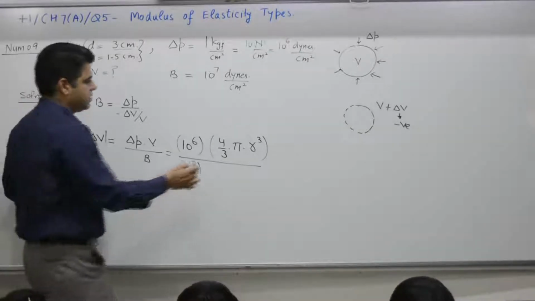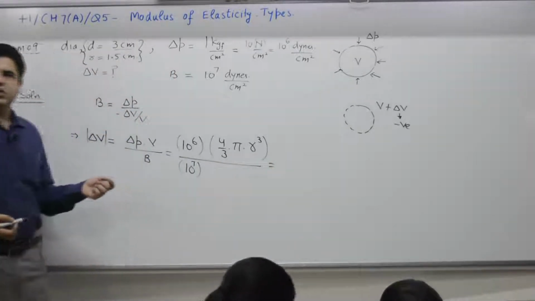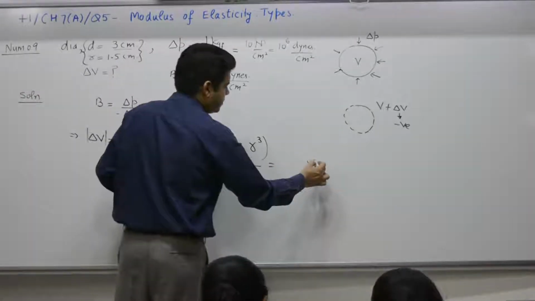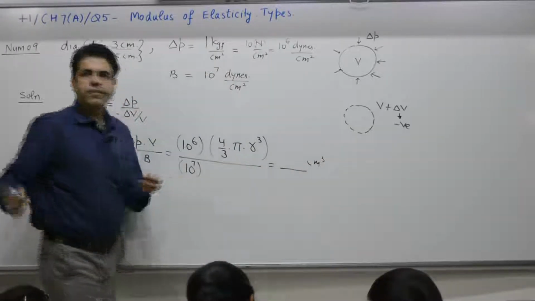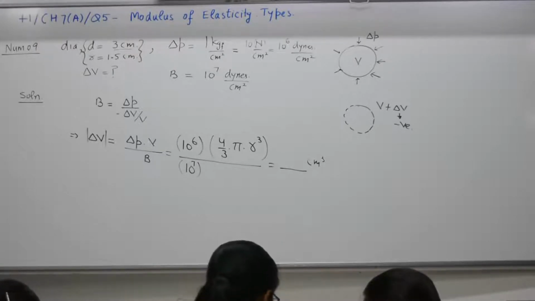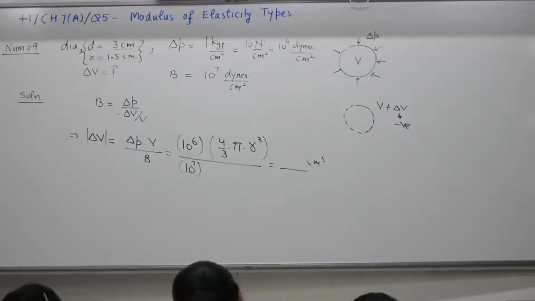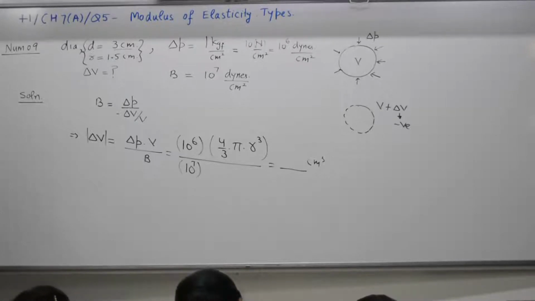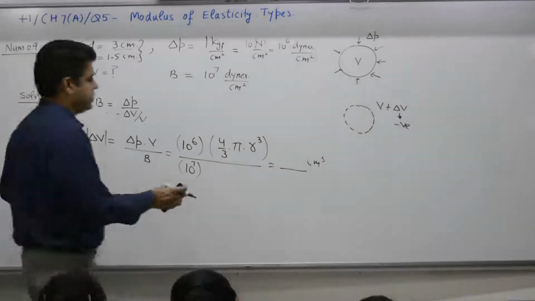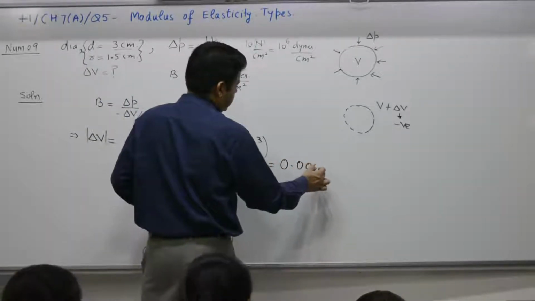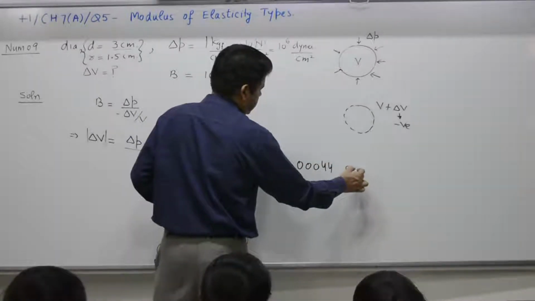2 minutes with you to answer. Find volume, units CGS, centimeter cube, cc. 2 minutes for calculation. Answer please. 0.00044. This is the answer.